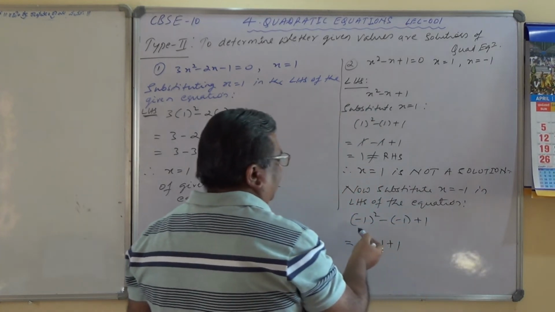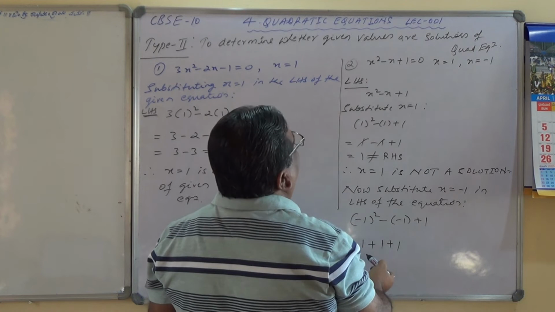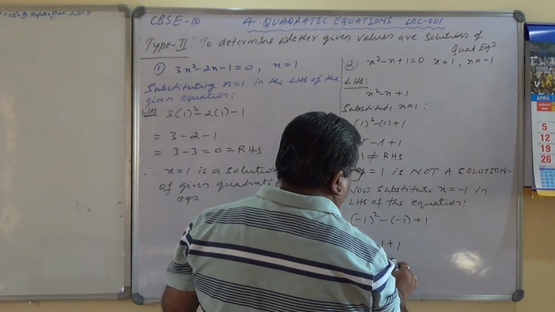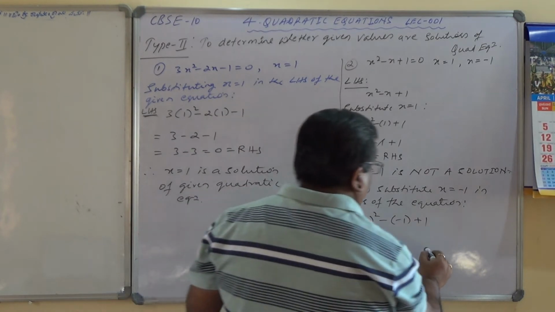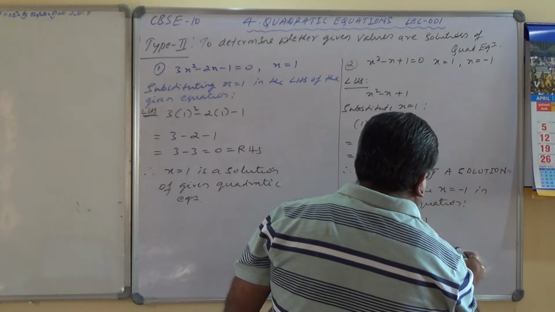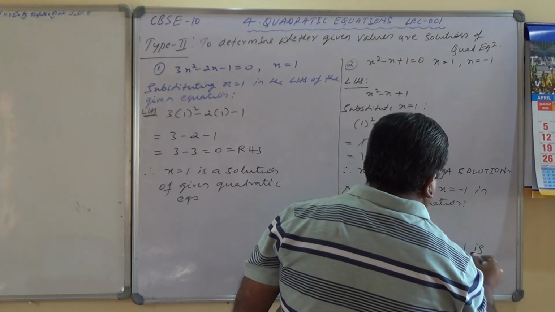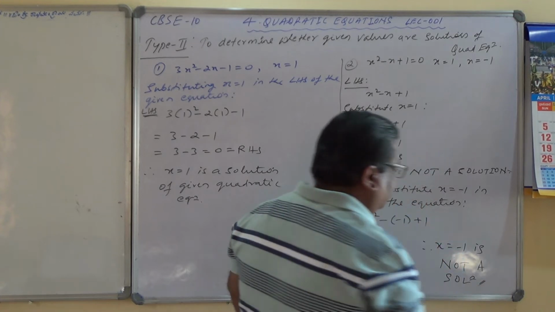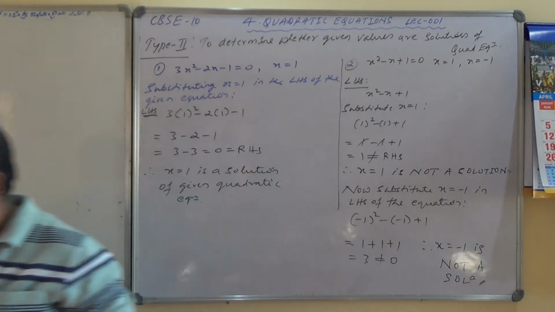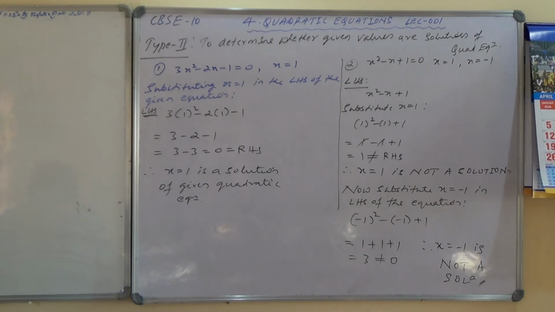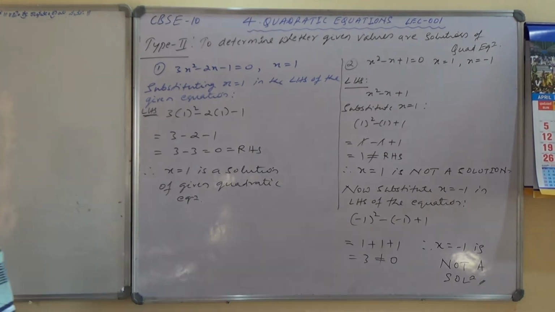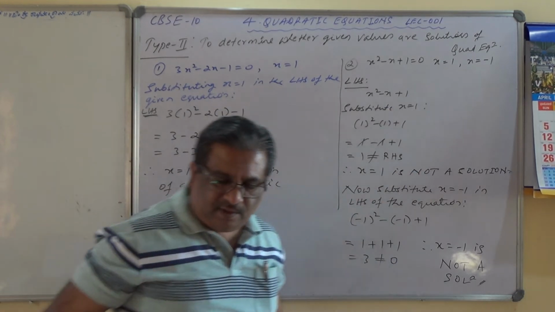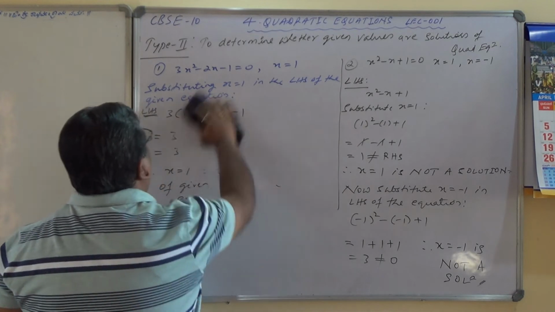Now x equals minus 1. So minus 1 the whole square is plus 1. Minus of minus plus 1, 3, which equals 3, which is not equal to 0. Isn't it? Therefore x equals minus 1 is not a solution. We check that one. So in this case you can see both the values are not the solutions of the given equation. Let us take the next equation. Let me clear the board first.